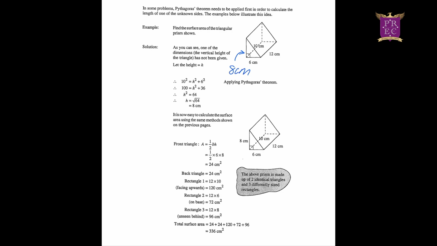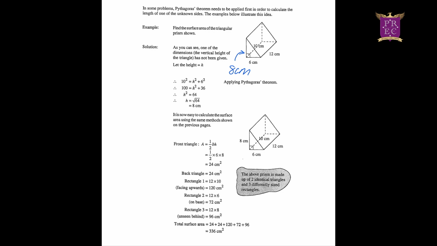And now what we need to do is just find out the area of this triangle here. Now we know that the base is 6, the height is 8, so the area of the triangle at the front gives us 24 square centimeters. The back triangle is also the same because it's identical, which gives us 48 in total, 48 square centimeters.